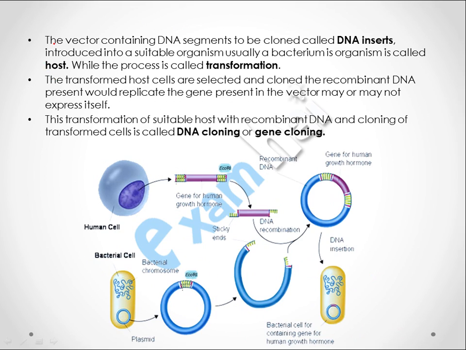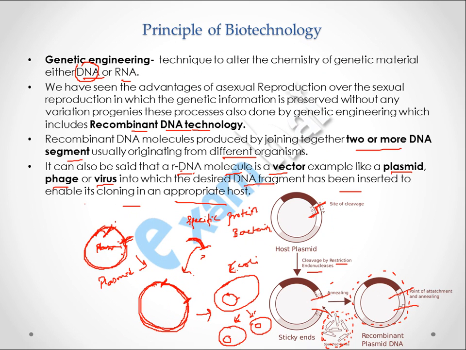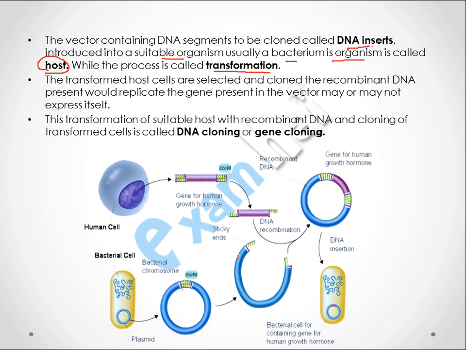So the vector containing the DNA segment to be cloned is called the DNA insert. Whatever gene of interest we have is called the DNA insert, introduced into a suitable organism, usually a bacterium. So the host we have taken is E. coli, that is a bacteria, the organism called the host. And this whole process is called transformation.